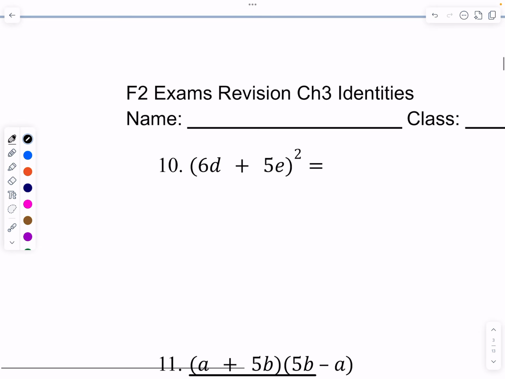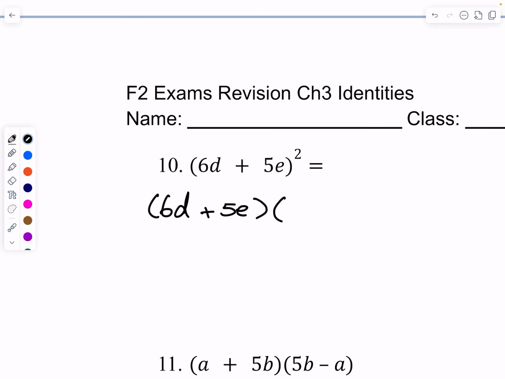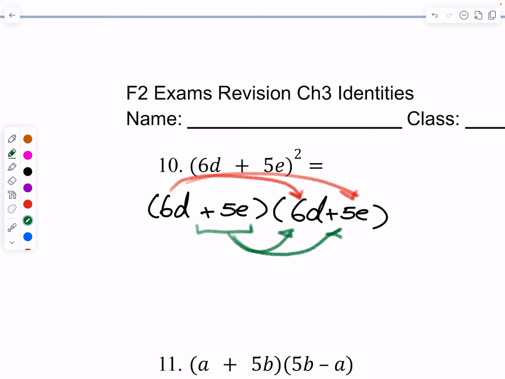Continue, last question, and then we will continue the rest in the next video. So 6d plus 5e, 6d plus 5e, draw the rainbow, even the bottom part. 6d times 6d, 36d squared. 6d times 5e, 6 times 5 is 30, de.